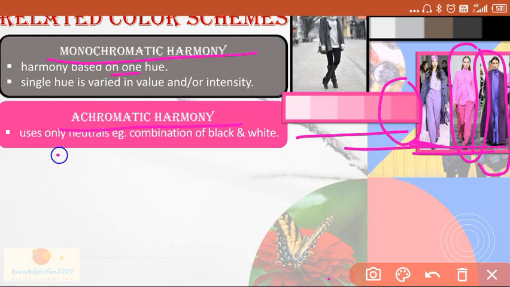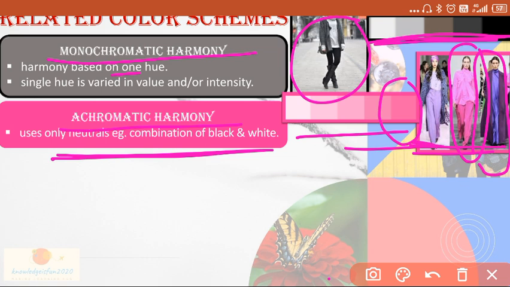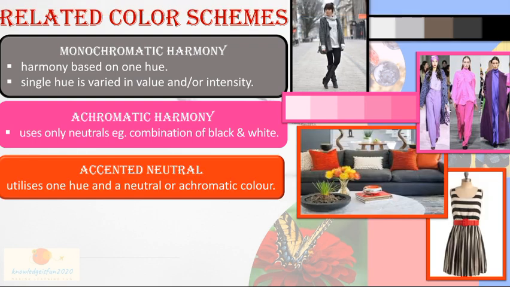Achromatic color scheme is the one where you have only neutrals, the color of black and white, as you can see here. Because the pictures are interchanged, that is why I'm telling it to you again. Achromatic, this is achromatic color scheme. The next is accented neutral.